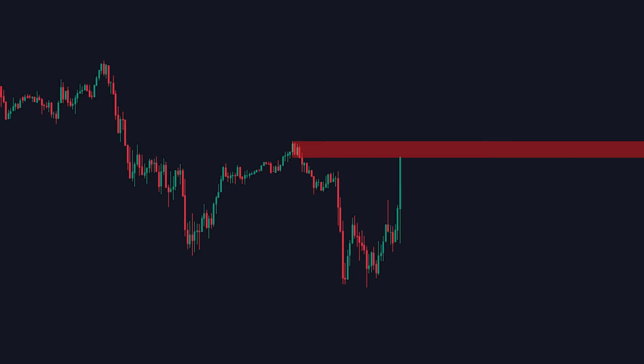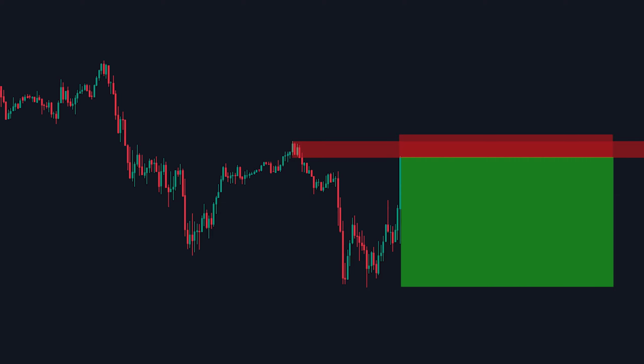We enter the trade as soon as price enters our supply zone, set our stop loss above the area of supply, set our take profit at the low. And after setting up this trade, it gave us a risk to reward of 7.47, which is absolutely beautiful.